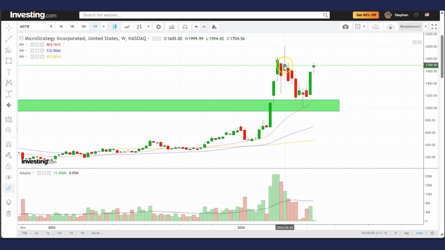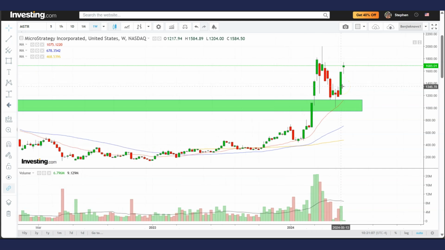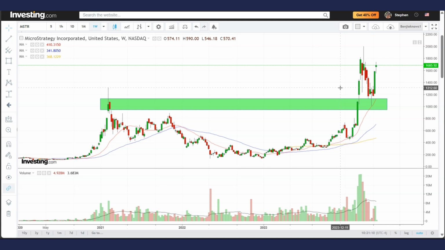A long tail at the top tells us that it wants to go down, and a long-legged lower tail here tells us that it wants to go up. So that's the beauty of candlestick analysis. I think I'm going to do quite a lot of candlestick lectures and stuff.